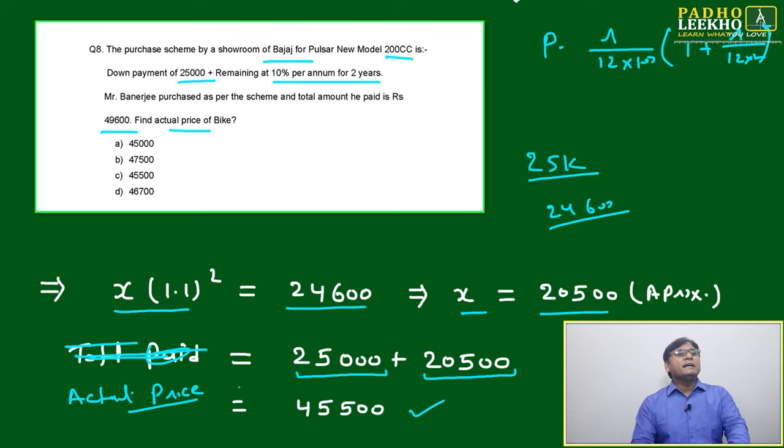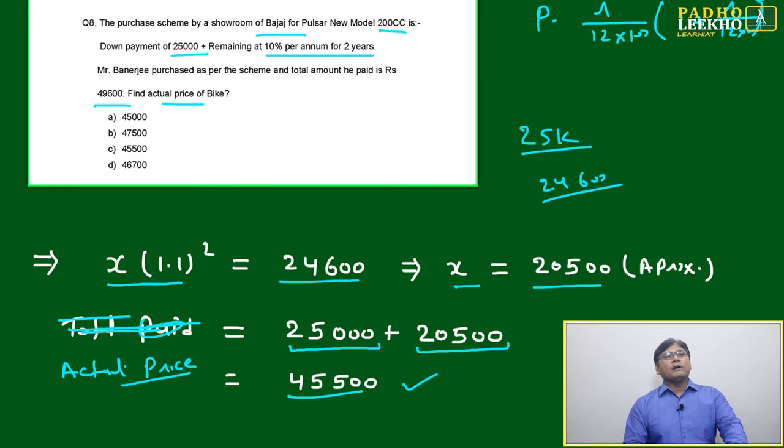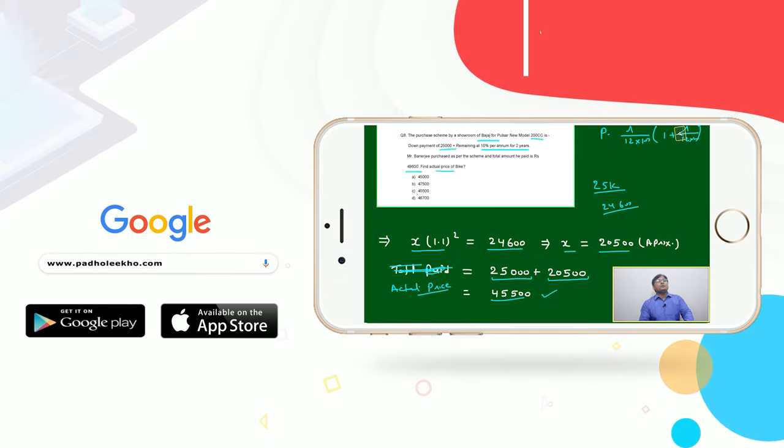Means if you had paid all the money as a down payment, then you would have given 45,500. But you are taking a loan of 24,600 rupees for 2 years, due to which you are paying 49,600. Then we can mark 45,500, where is it? This is option choice C.